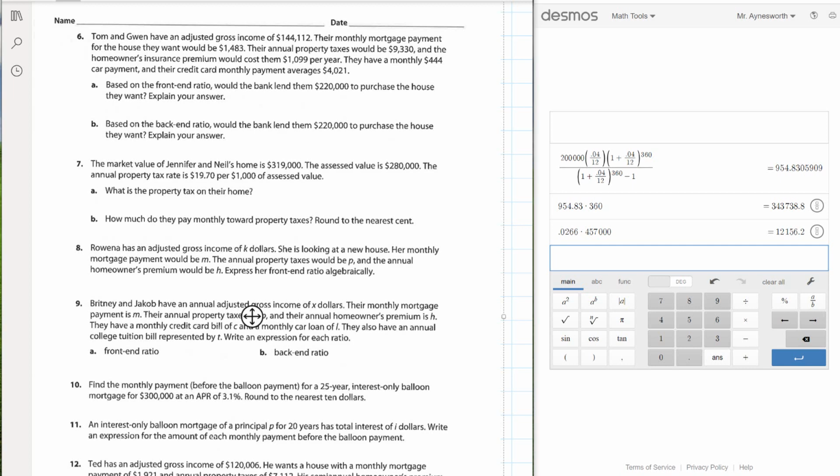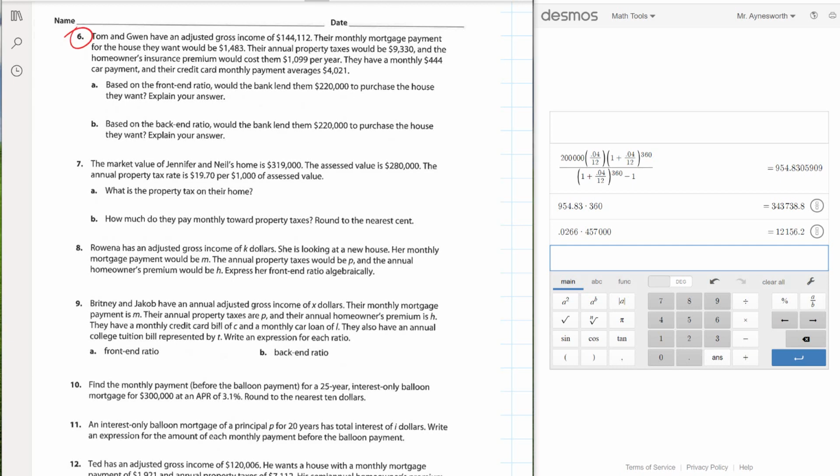Okay. The annual property taxes would be $9,330. The homeowner's insurance premium would be a little over $1,000 a year, almost $1,100 per year. They have a monthly $444 car payment, and the credit card payment averages about $4,021. That is some expenses.